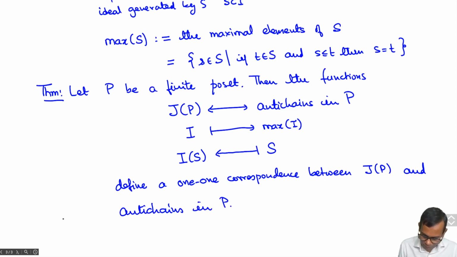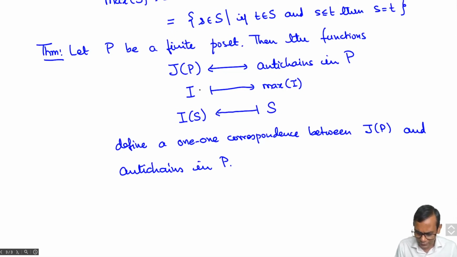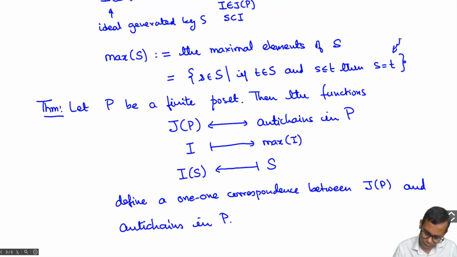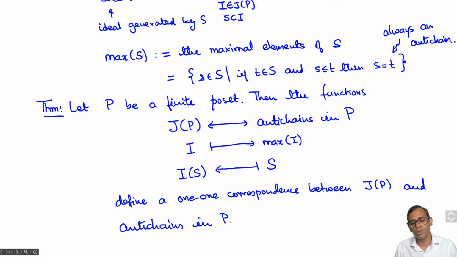So the only thing really to check is, firstly, that if you take an ideal I, then its set of maximal elements is an anti-chain. In fact, it's true that if you take any subset S, then max S is always an anti-chain. And that's easy to see, because if S1 and S2 are both maximal in S, then if you had S1 less than or equal to S2, this definition of max would just say that S1 is equal to S2. So this set is always an anti-chain. And of course, if you take any subset S, you will get an ideal. And the only thing to check is that these two functions are mutual inverses. And I will leave this as an easy exercise for the student.